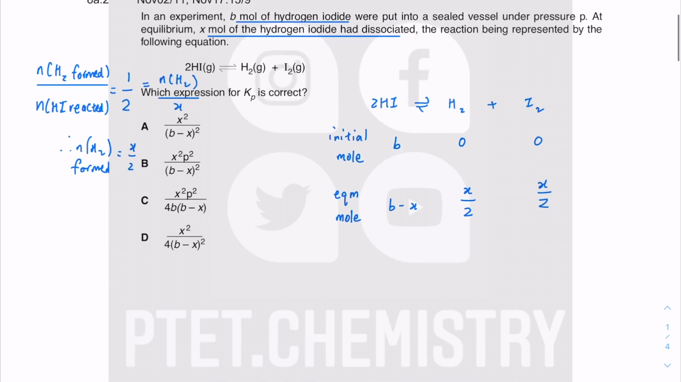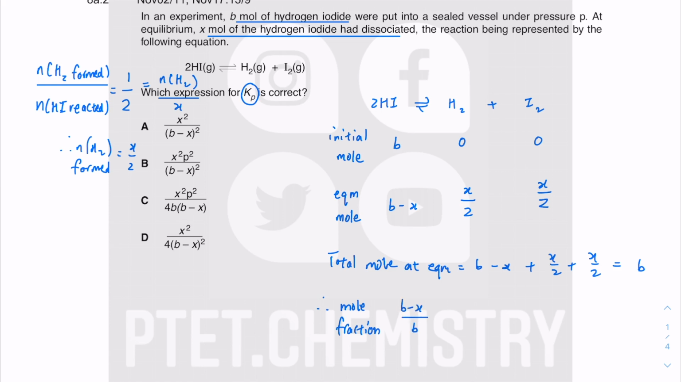This equation is for Kp, so Kp is a bit tricky because now you have to total up the mole at equilibrium. So total mole at equilibrium is going to be B minus X plus X over 2 plus X over 2. So half X plus half X is going to give you 1X. 1X minus 1X just cancels out the X. It's just going to give you B. Therefore, you get the mole fraction. So mole fraction is going to be your mole at equilibrium, B minus X, divided by the total mole at equilibrium.